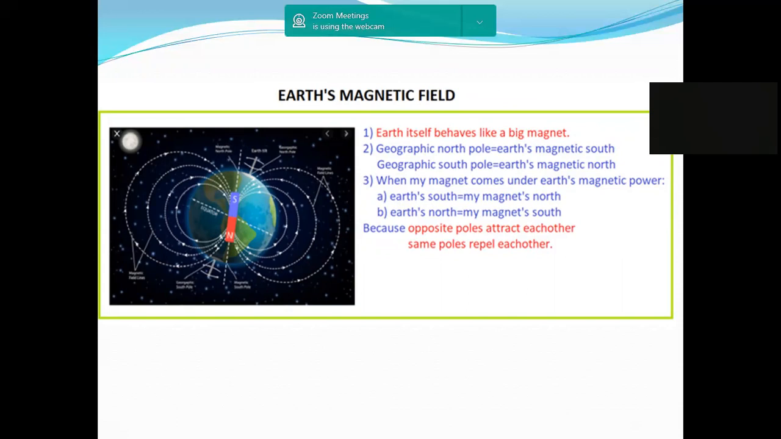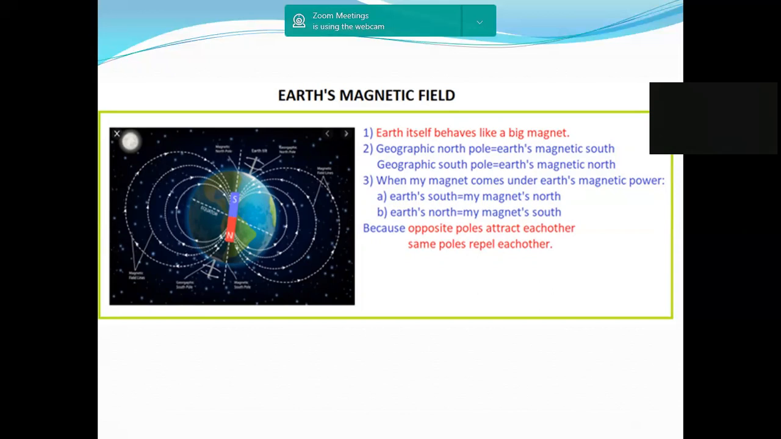Now let's move to the last part, Earth's magnetic field. Actually, our planet Earth itself behaves like a huge magnet. Earth's magnetic south is actually the geographic north pole. Now what is that? Let's understand. The North Pole that we are learning, the geographical North Pole, is actually Earth's magnetic south. They are opposite. And the geographic South Pole is actually Earth's magnetic north.